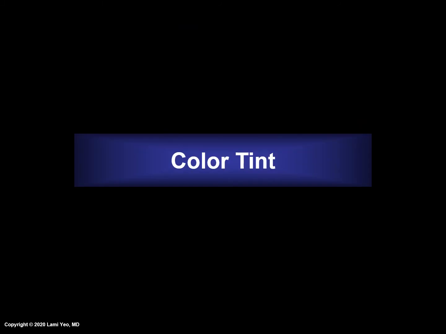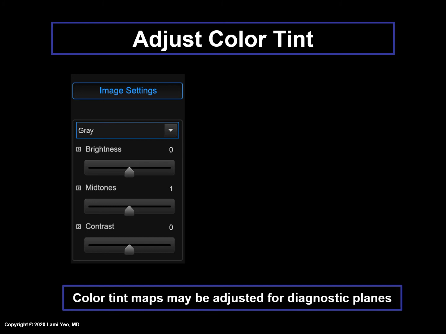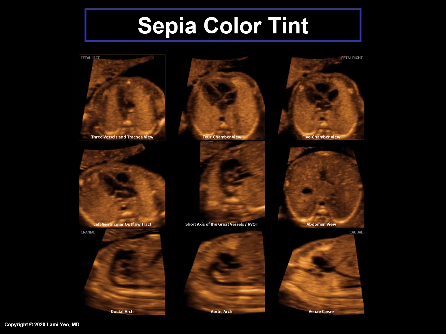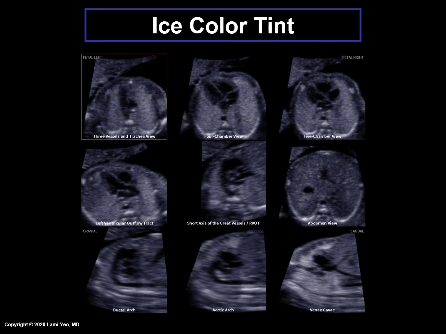Color tint. Now, another adjustment that can be made to the diagnostic planes is to the color tint by clicking here. There are several color tint maps that are available and are chosen based on user preference: sepia, gray, and ice. Here are the diagnostic planes with the sepia color tint, gray color tint, and finally an ice color tint.